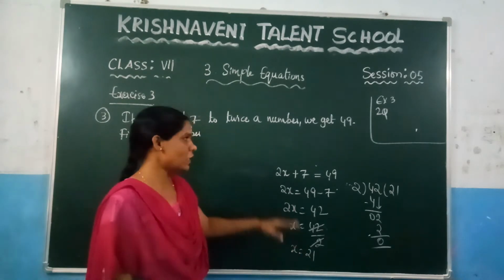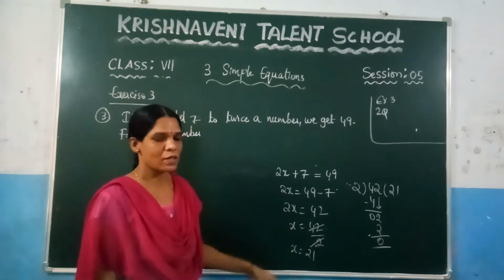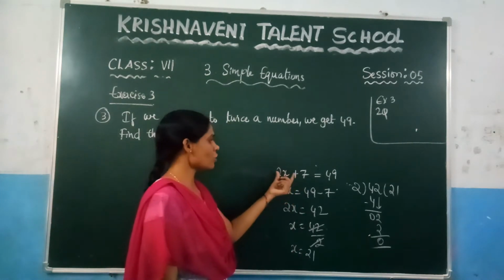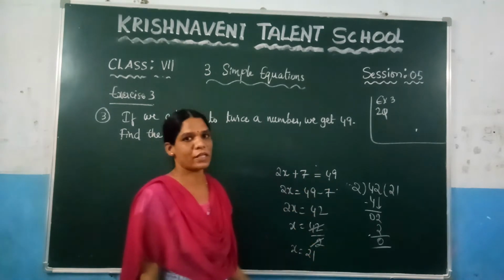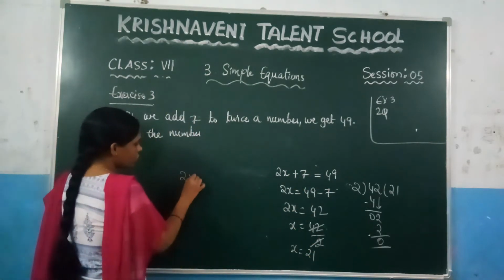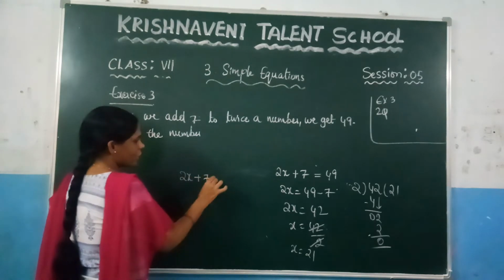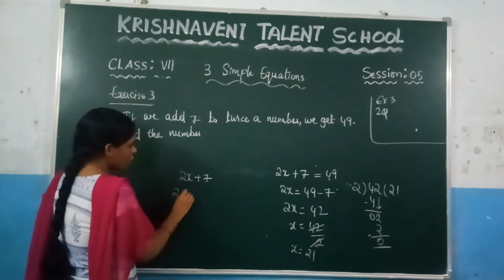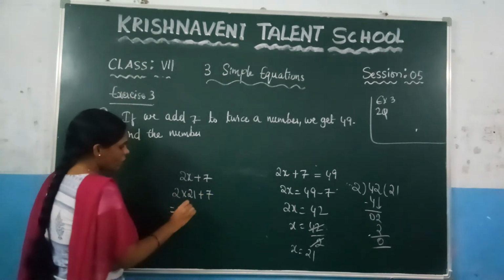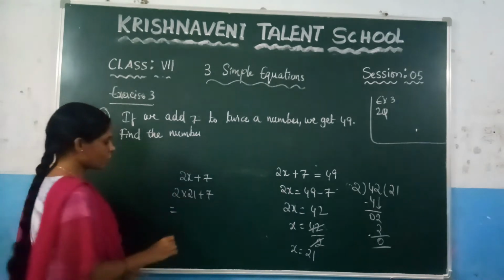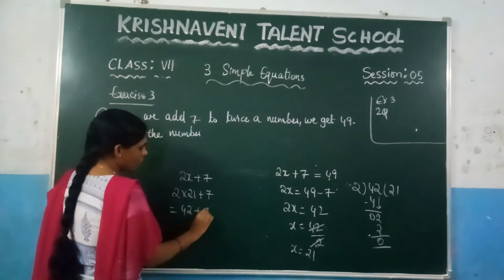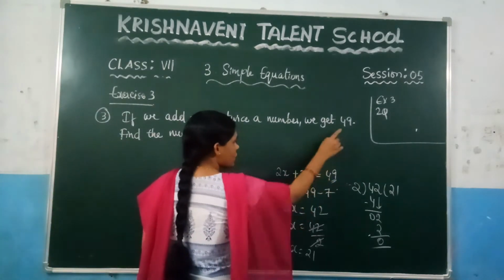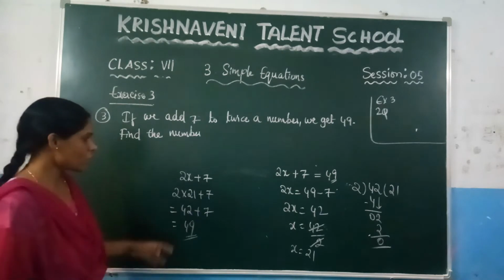So if you want to check whether what we have done is correct or not, just put the value of x here in the LHS. And after solving the LHS, you need to get the result as 49. Now put it here, 2 into x, what is LHS, 2x plus 7. What we got here is x is equal to 21. So put it here 2 into 21 plus 7. What is the value of 2 into 21? You know that 21 2's is nothing but 42, plus 7. What is the value of 42 plus 7, which is 49? The same thing that in the question they have given, which is 49. So like that you can check it.